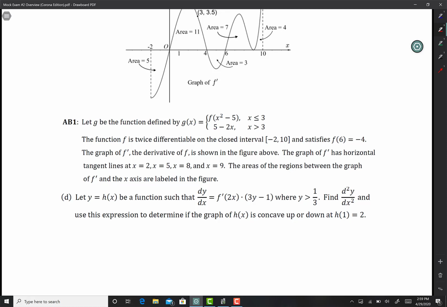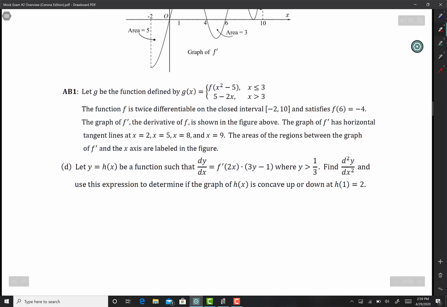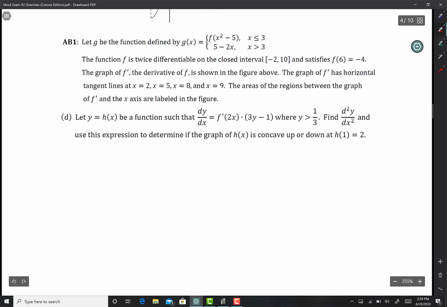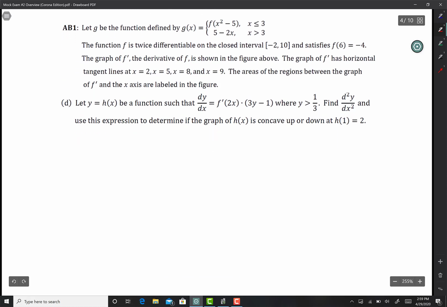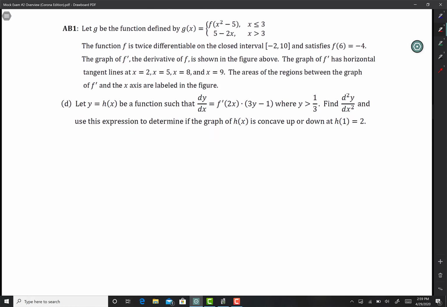My bad. All right, let y equals h of x be a function such that dy/dx equals f prime of 2x times 3y minus 1, where y is greater than 1/3. Find the second derivative and use this expression to determine if the graph of h of x is concave up or down at h of 1 equals 2. All right, that's fine. It looks like I'm going to need my first derivative anyway, so I'm going to plug in that value. I'm going to plug in 1, 2.